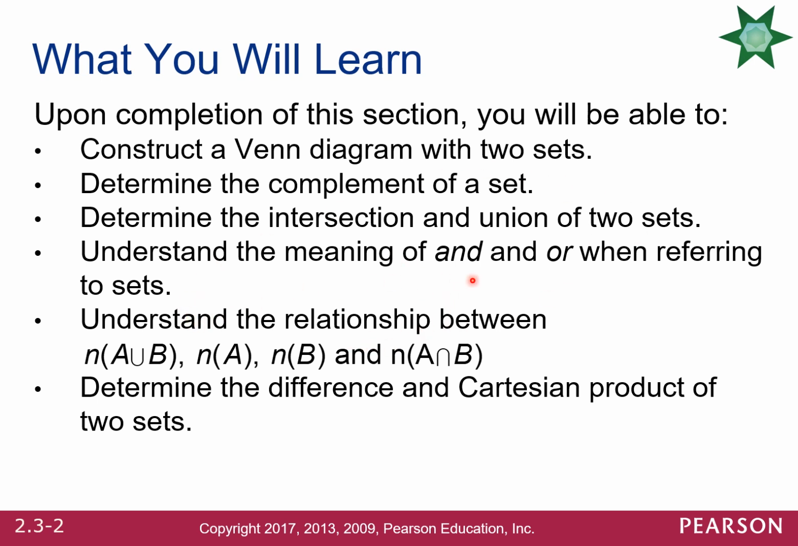So we will go through that, understand the relationship between the cardinals of A intersection B, A union B. The symbol here stands for union. So A union B, then N of A, N of B, and N of A intersection B. So we will talk about these symbols and what they mean, how to interpret them, and finally determine the difference and Cartesian product of two sets. So difference and Cartesian products, these are two operations that are often performed on sets.